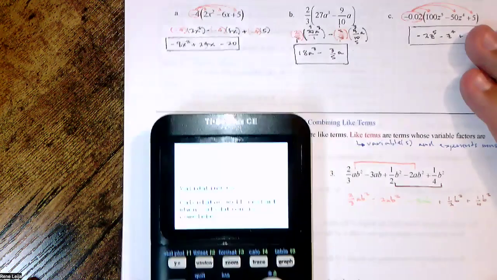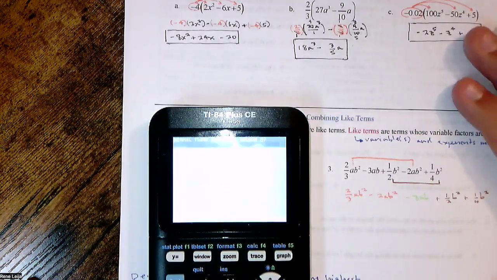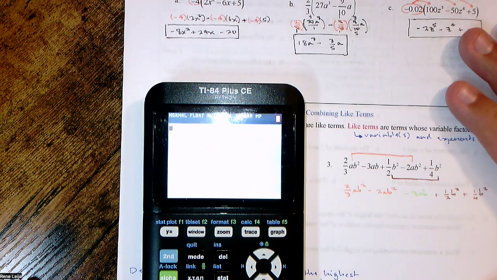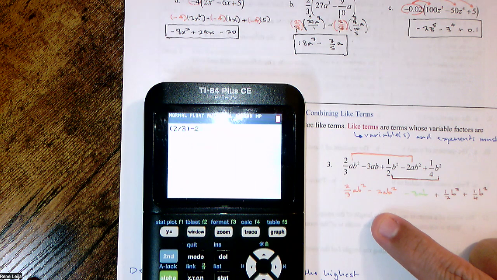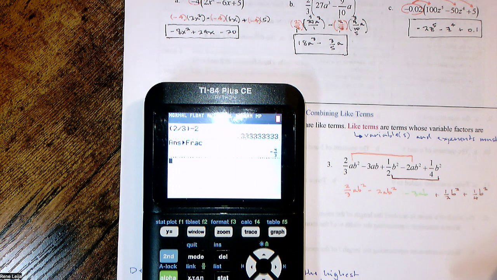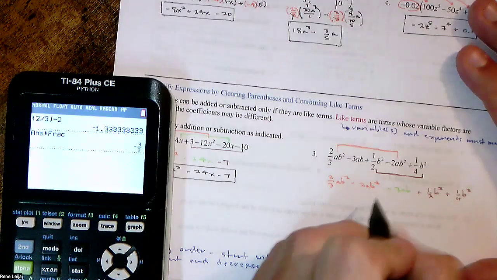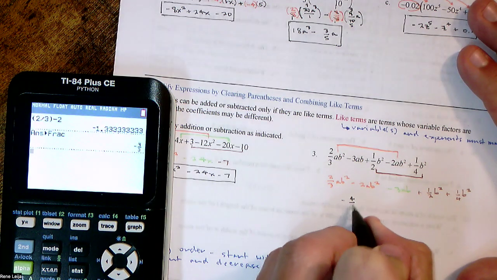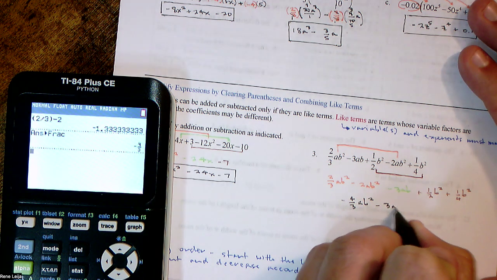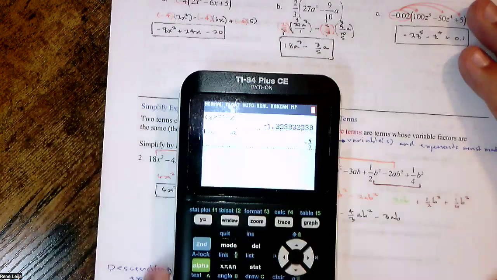So, all right. Okay. So these are like terms. So I'm going to take, in parentheses, 2/3 minus 2. It's going to give me a decimal. Then I'm going to hit math, and then press number 1 because I'm going to turn that into a fraction, hit enter, and there it is. So that's going to give me a negative 4/3. So we have negative 4/3 AB squared. Our AB, we only have one term, one AB term.